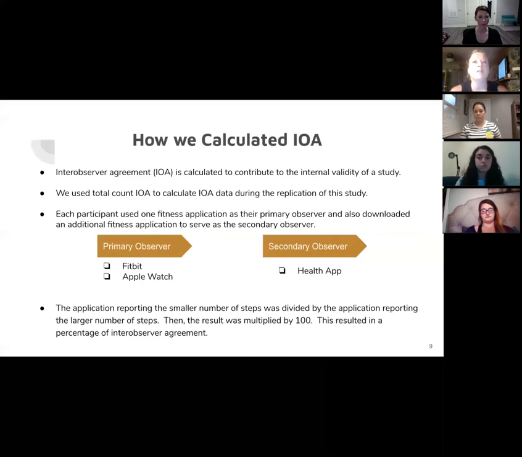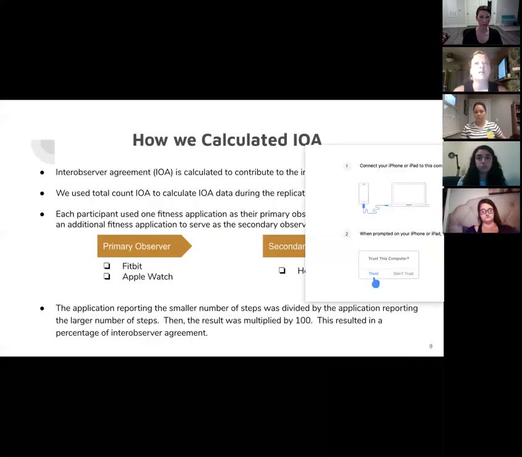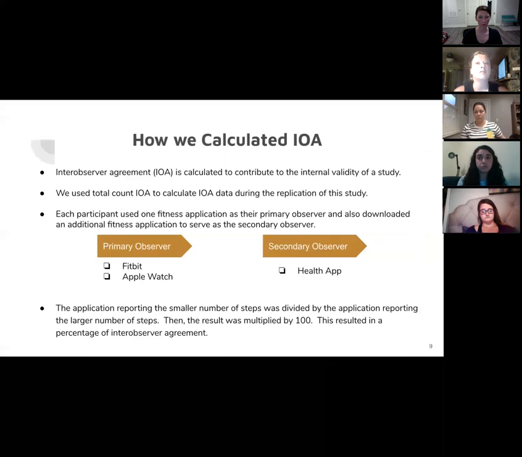According to Cooper, inter-observer agreement is one of the most commonly used indicators of measurement quality in ABA. He also mentioned that when IOA data is low, it helps determine the competence of new observers and detects observer drift over the course of the study.